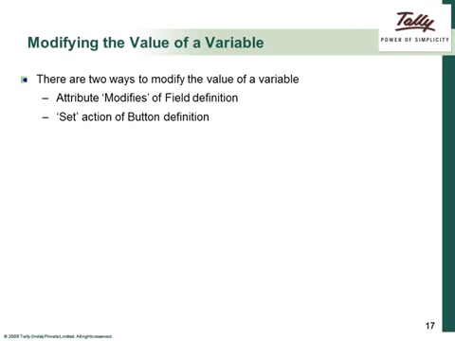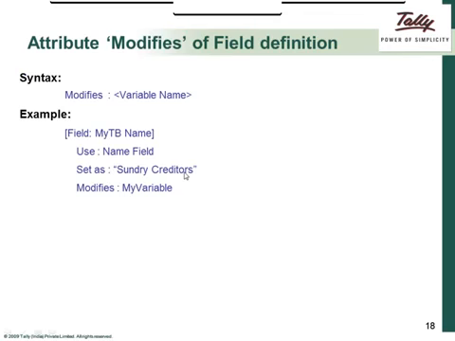We can modify a variable value at report level. We can provide set to provide an initial value to that variable. Then at field level also, I can modify a field value. I can modify a variable value at the field level.